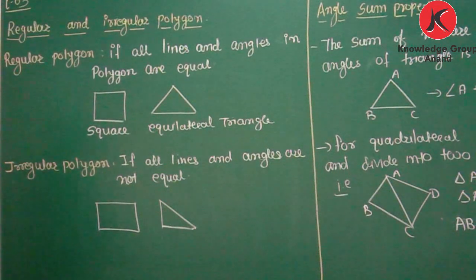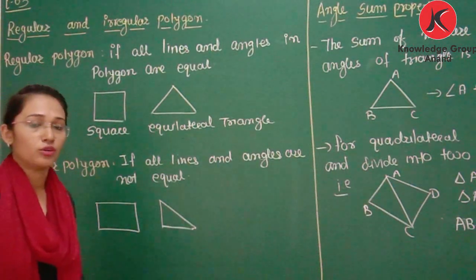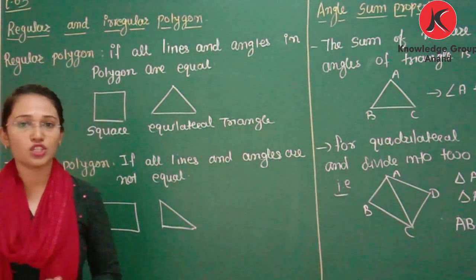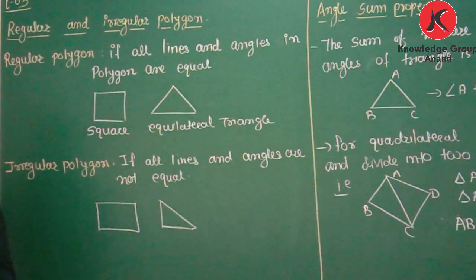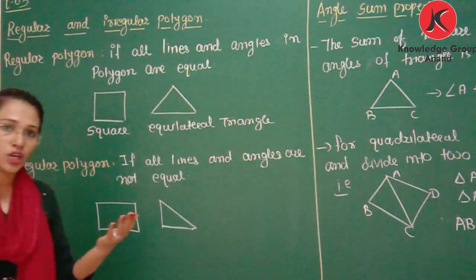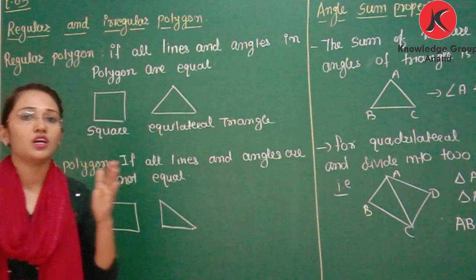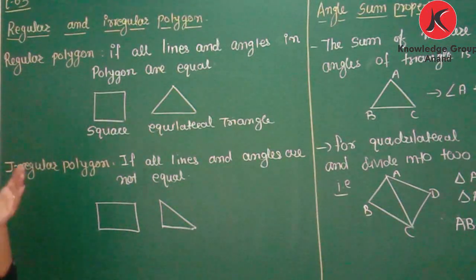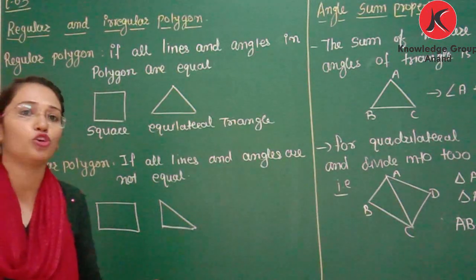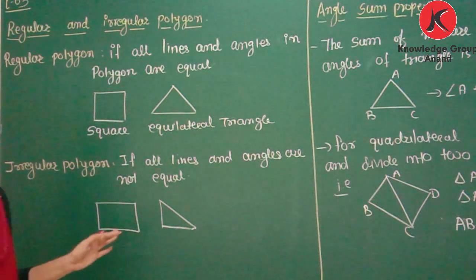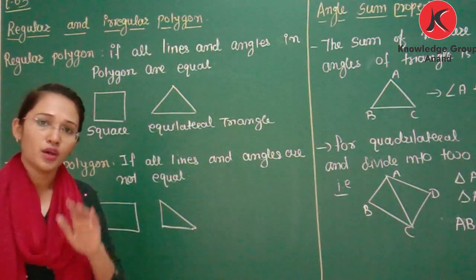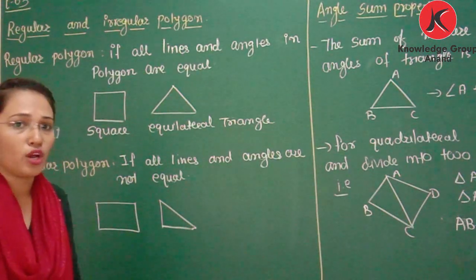Now regular polygon and irregular polygon. You already learned the definition of regular polygon and irregular polygon. What is a polygon? A polygon means a curve that is made up of only line segments, and it is closed. What do we call a closed figure made of line segments? A polygon. Now what is a regular polygon?